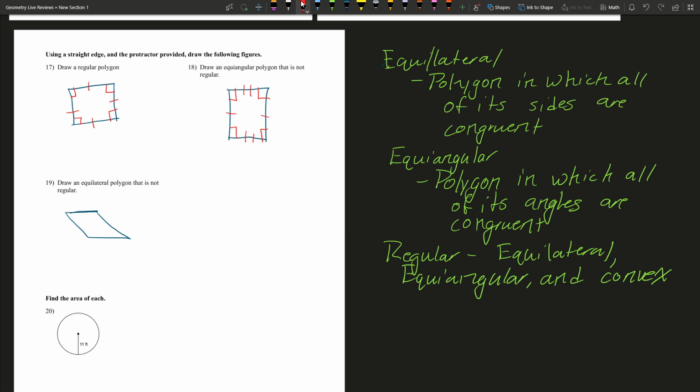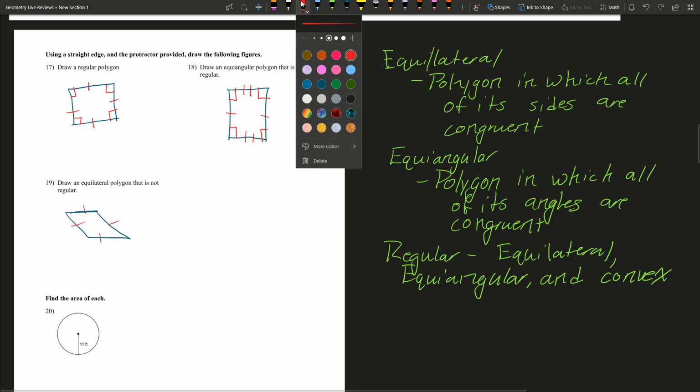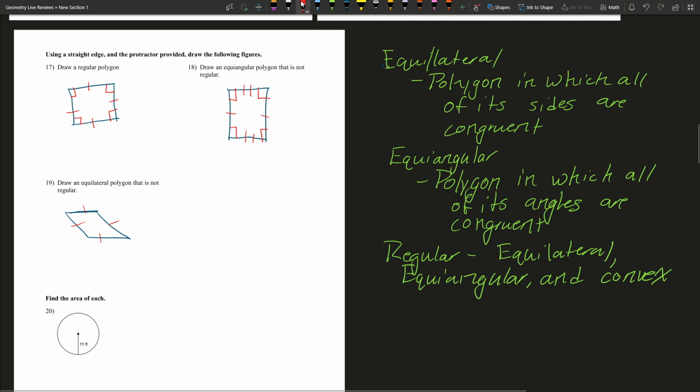So imagine that all these sides are congruent. I know that's not exactly what you want, but none of these angles are congruent with one another. So all the sides are congruent, but not all the angles are congruent. So therefore it is equilateral, but not regular.